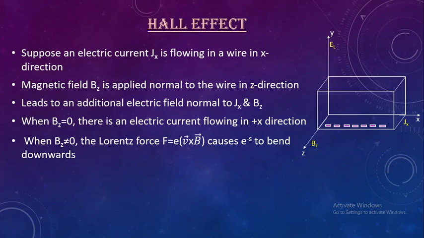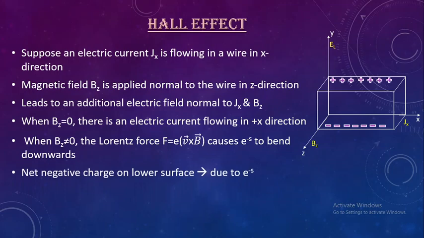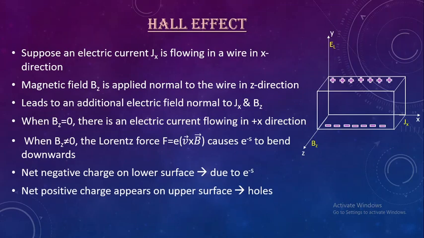This is the force which is acted upon the electron which will be having the velocity v when magnetic field B is applied. So because of this Lorentz force, the electrons are going to bend downwards. Because we have considered a metal and it consists of a number of free electrons, and due to the effect of magnetic field applied, these electrons will accumulate on the lower side of the conductor or the wire. And when that happens, simultaneously a net positive charge appears in the upper surface because of the deficiency of electrons. So whenever electrons are deficient, means those are nothing but holes, and that will be created on the upper surface of the conductor.